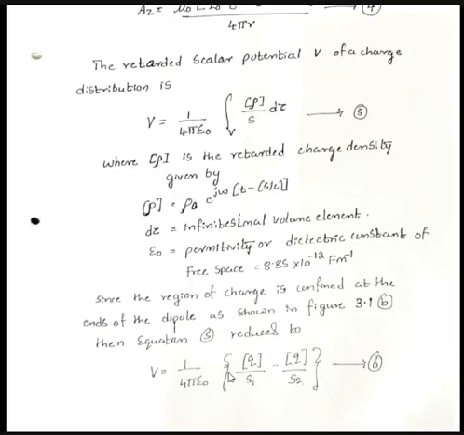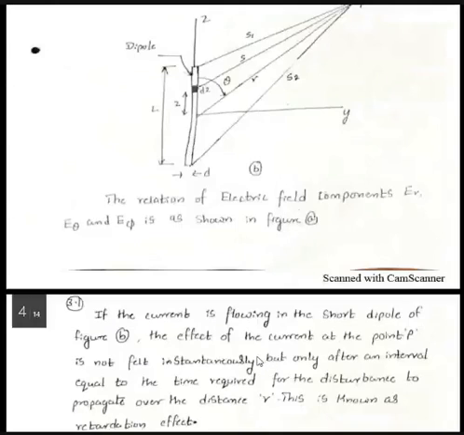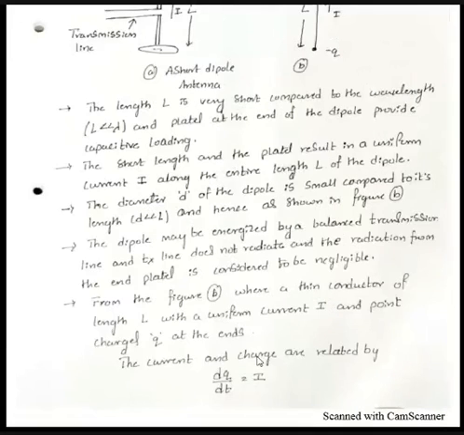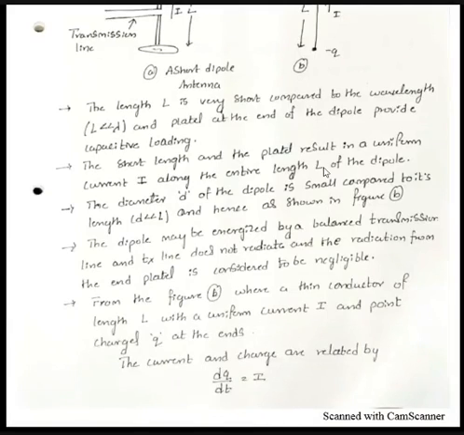Since the region of charge is confined at the end of the dipole here, whatever charge we are going to consider has been confined only to the ends, plus q and minus q. It is not related to the other structure of this particular wire. At the ends of the short dipole, we find the charge plus q and minus q.